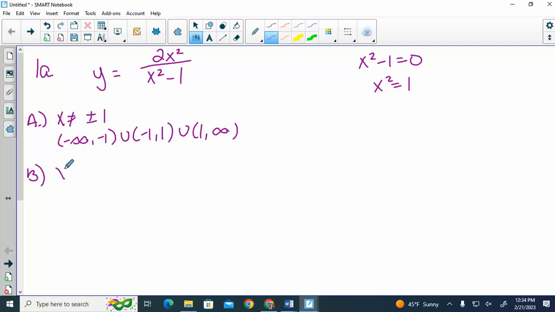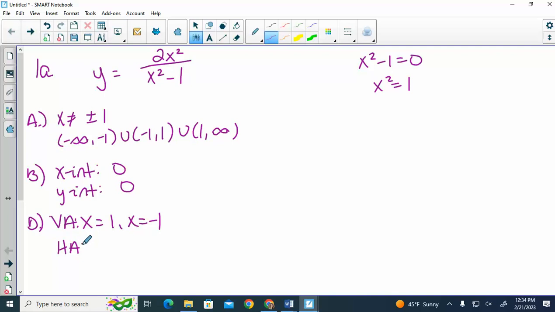B, the x-intercept is when your y equals 0. So if we plug in 0 for our y, we just get 0. Y-intercept, plug in 0 for your x's, and you get 0. I told you you could skip symmetry. Asymptotes. So vertical asymptotes are x equals the things x couldn't be in the domain. So x equals 1, x equals negative 1.